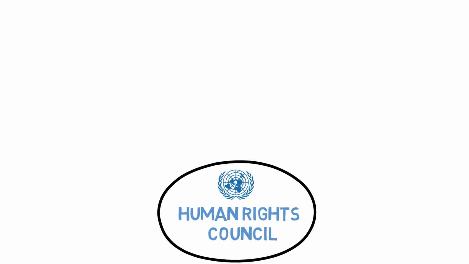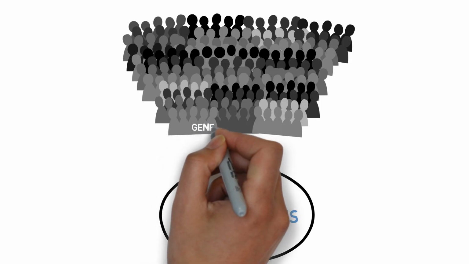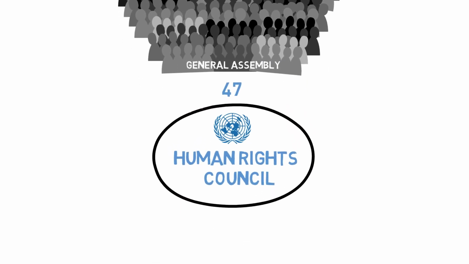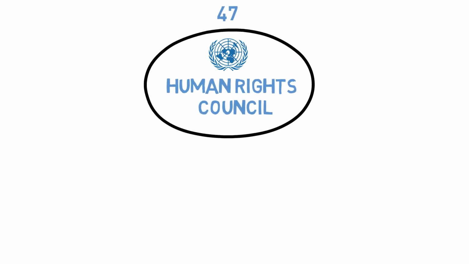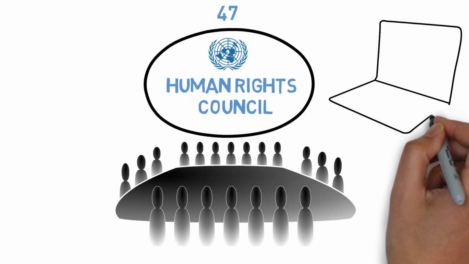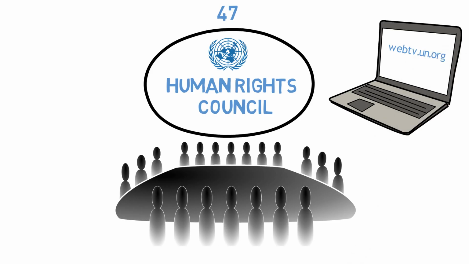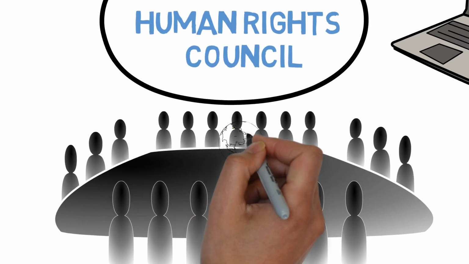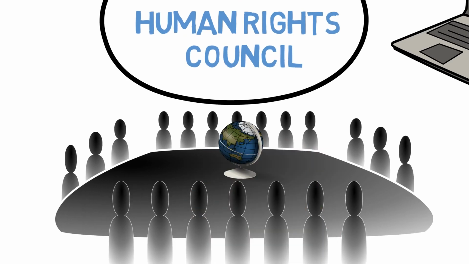The UPR takes place in the United Nations Human Rights Council. The Council has been set up by the United Nations General Assembly, which elects 47 countries to sit on the Council. The Council meets 3 times a year in Geneva, and you can watch the Council's sessions via the web on UN TV. The Human Rights Council's task is to strengthen and promote all human rights in all countries, and to address human rights violations.